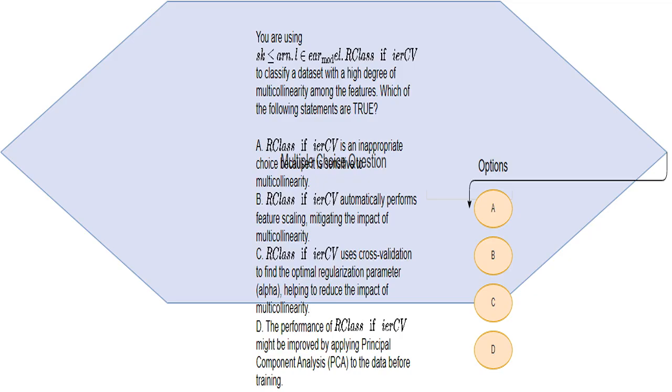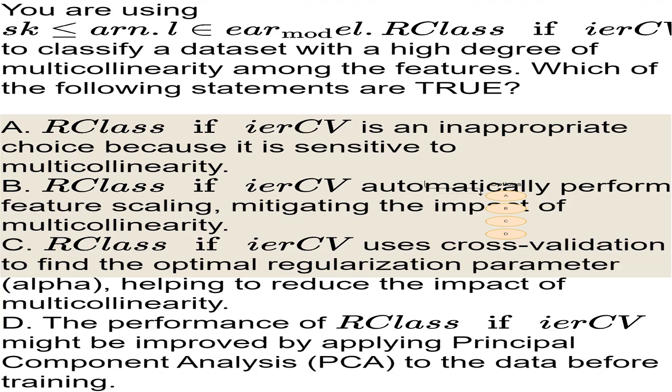This tells us we're dealing with a multiple-choice question related to the use of RidgeClassifierCV with multicollinearity. We need to carefully evaluate each answer to determine which are true. This sets the stage for the problem. We are given a scenario. You're using a specific machine learning algorithm, RidgeClassifierCV, and your data has multicollinearity, highly correlated features. The question asks us to identify the true statements concerning this situation.